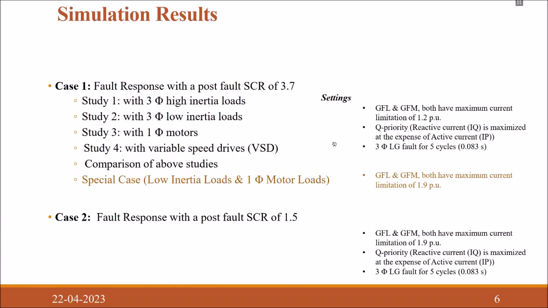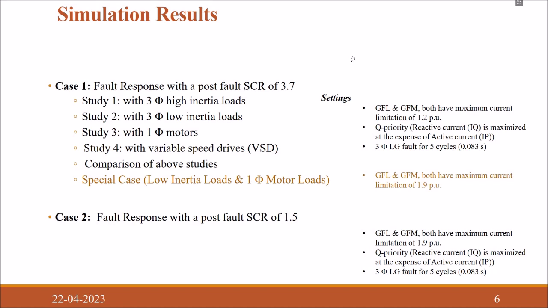Now let us talk about the simulation results. This whole study is divided into two cases. The first case is when the post fault SCR value is 3.7, and the second is when the post fault SCR is 1.5. SCR is the short circuit ratio, and 3.7 means it is a strong grid, and when the SCR is 1.5 in case 2, that means it is a weak grid.